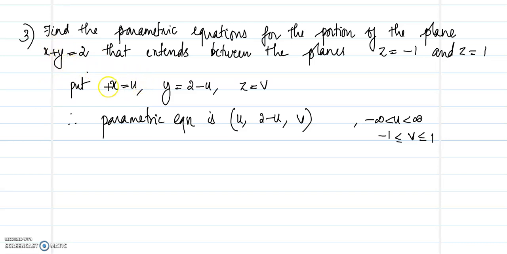So let me use the parameterization x equal to u, but that will give y equal to 2 minus u, and here z is equal to v. So z varies from -1 to 1, and here u will vary over this portion of the plane, which is an infinite portion of the plane, so you can take any value from -infinity to infinity. So that is the required equation for the surface.